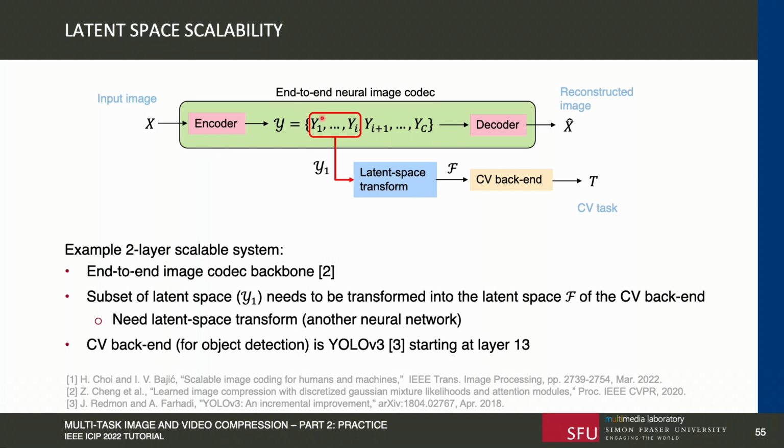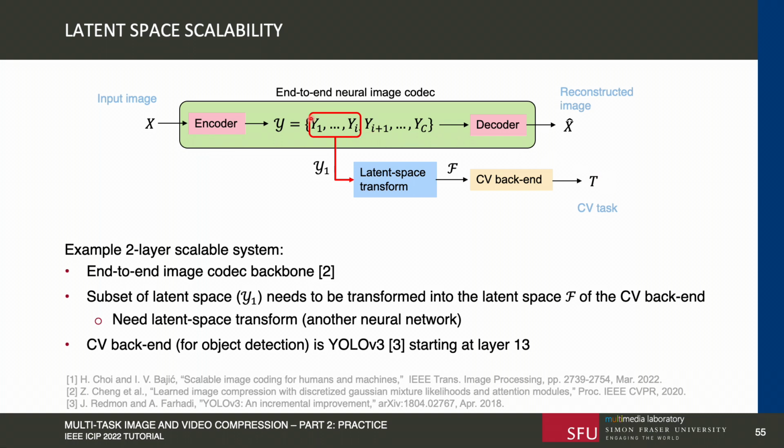But a part of this latent space is then dedicated to the computer vision task, and the computer vision task in this particular case is object detection. To accomplish that task, we use the backend of a YOLO version 3 model, and specifically the backend here means the whole model starting with layer 13 and then all the way to the end, producing the output.